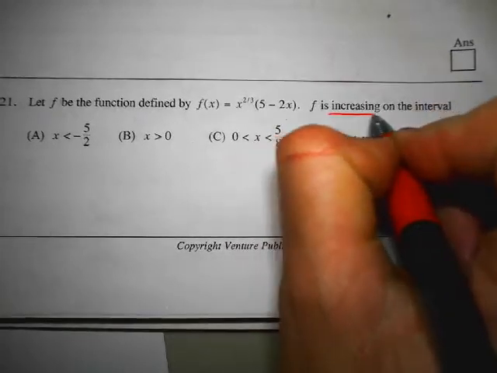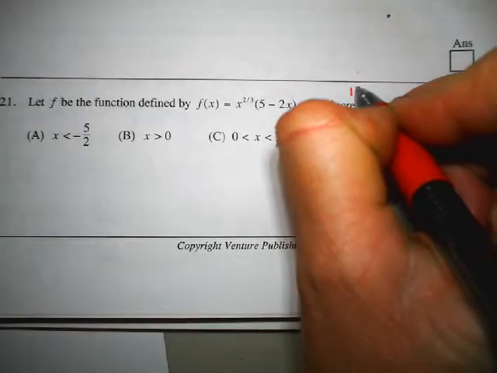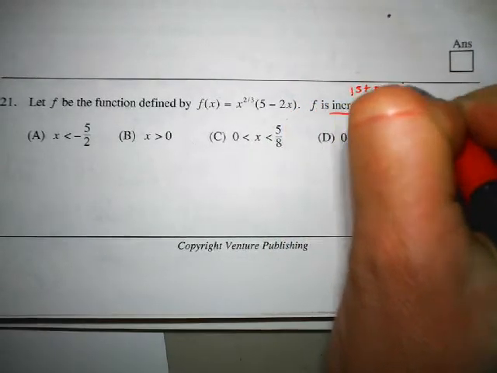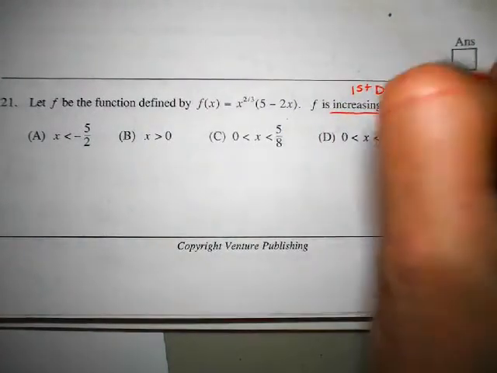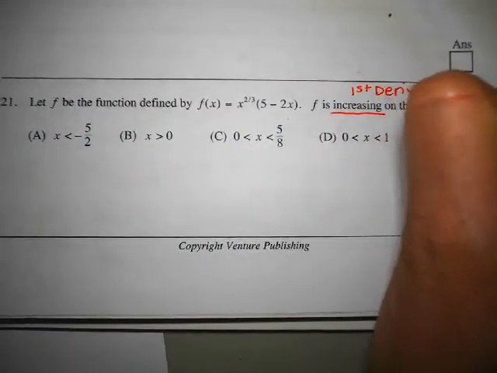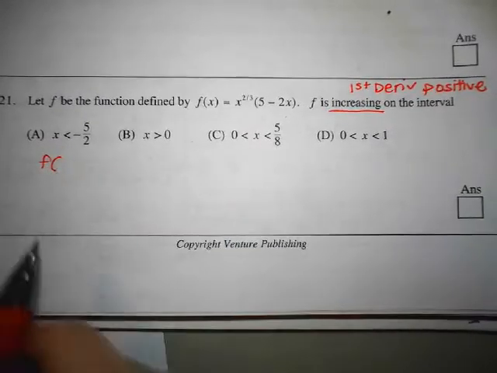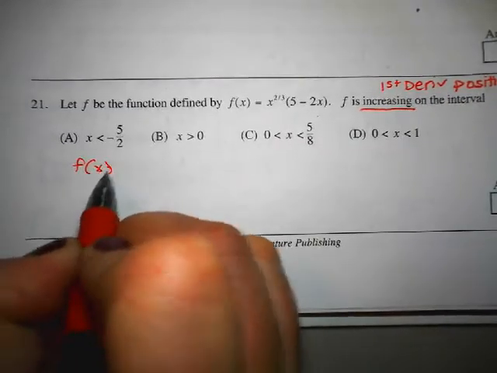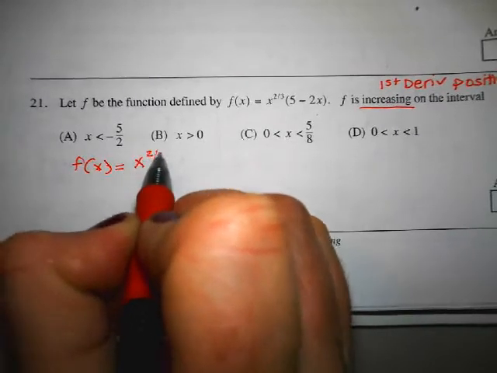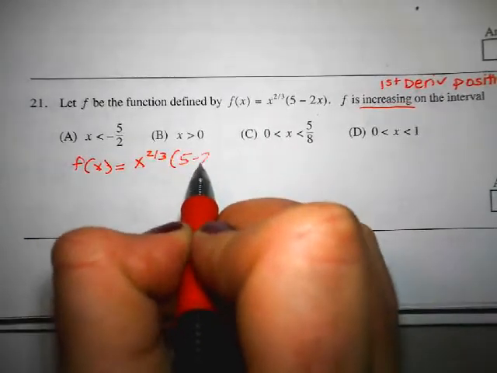Well, to figure out where something is increasing, I need to go to the first derivative. Something I know about increasing functions is that the first derivative is positive. So if I take my function, I'm just going to rewrite it first. F of x equals x to the 2/3 times 5 minus 2x.